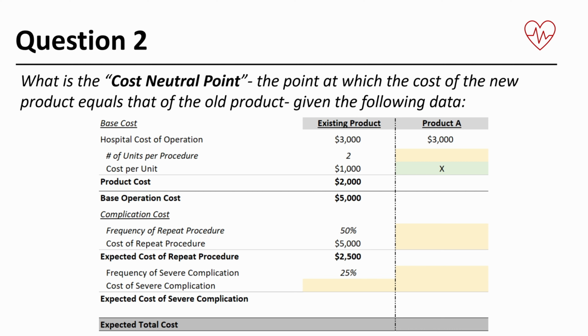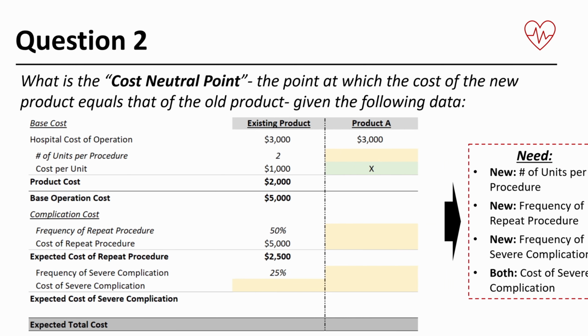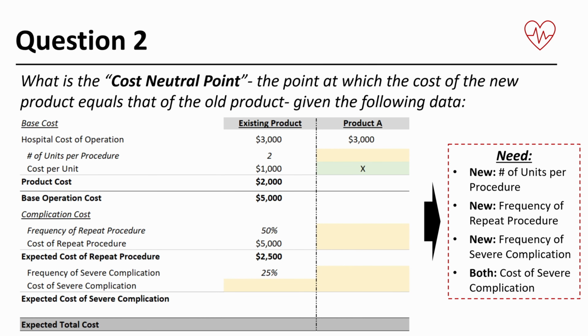While we understand the frequency of severe complication is 25%, we don't have the cost of severe complication. So what we need is for our new product, the number of units per procedure, the frequency of repeat procedure, the frequency of severe complication, and then for both products, the cost of a severe complication.